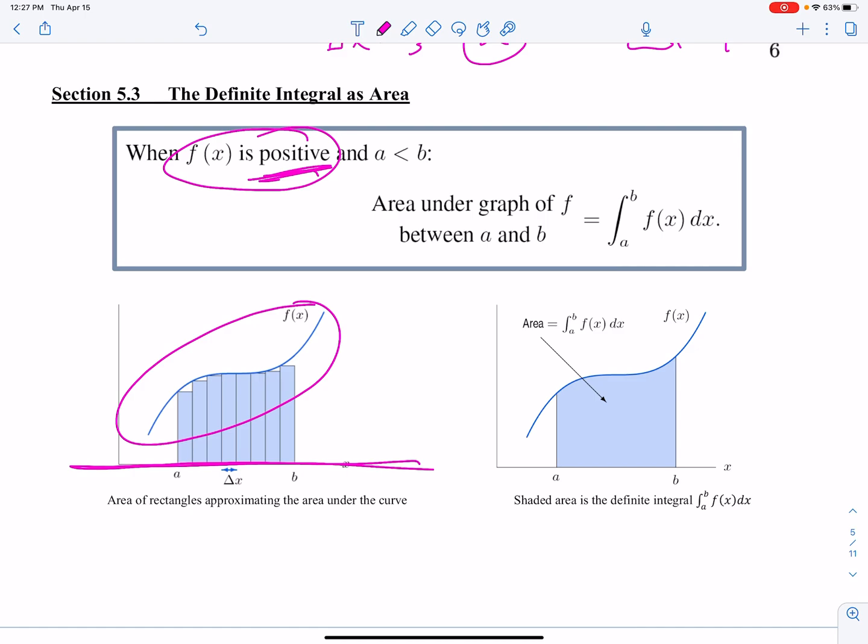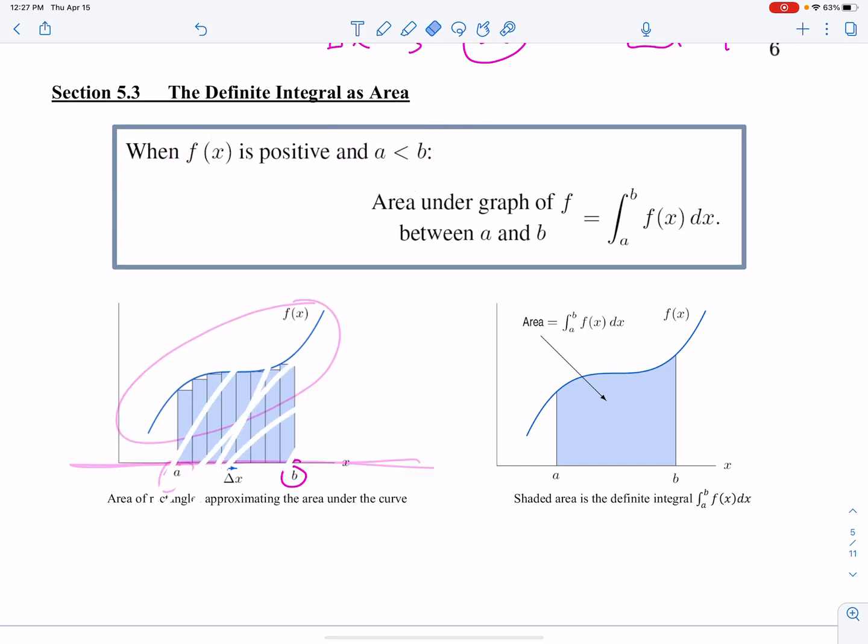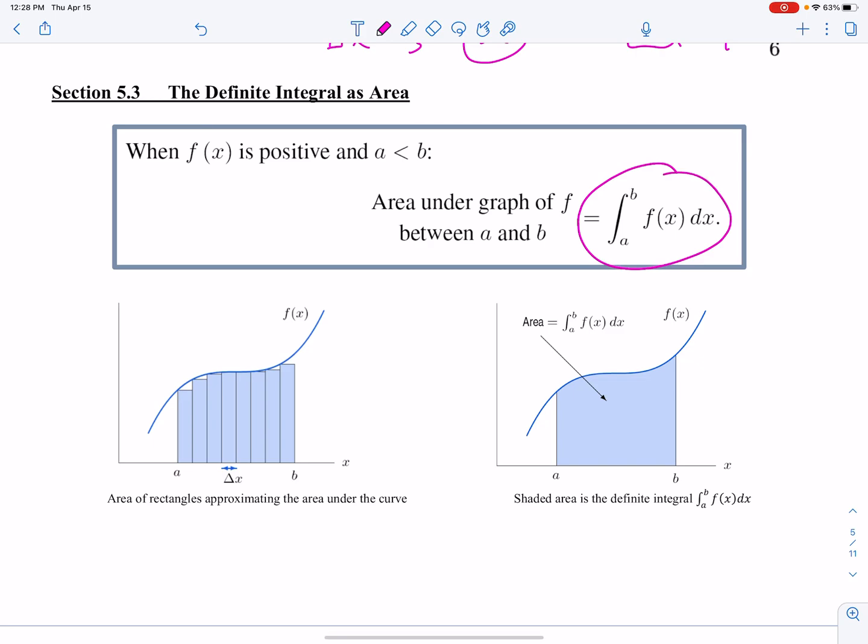And a is less than b. So remember, a and b are x values. So in other words, a is on the left and b is on the right. That's what that means right there. Okay, when you have that situation, the area under the graph of your function between a and b equals this definite integral.